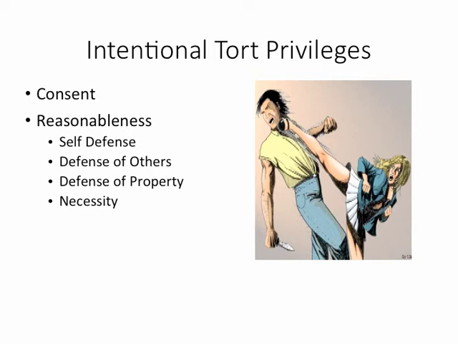The remaining two reasonableness privileges are usually used in the property torts. So defense of property or recovery of property you would use against trespass to land or trespass to chattels or conversion. Necessity is also usually used in property cases, though we'll see that sometimes it has a catch-all quality and could be used even in harms against persons.